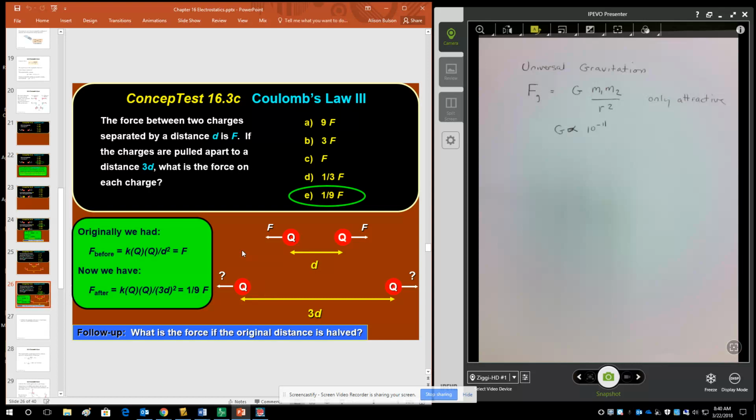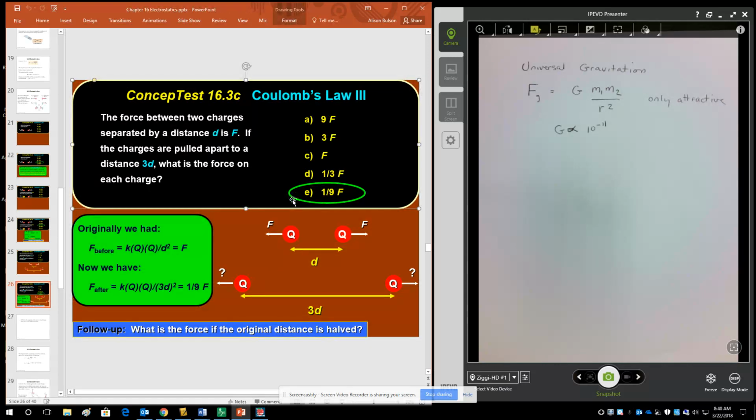I hope you answered either D or E first, because you need to understand that as distance gets larger, force gets smaller. But specifically, of course, I hope you answered E, 1/9. If I triple the distance, I don't decrease the force by 1/3, but because the distance is squared, I decrease the force to 1/9 of its original force.